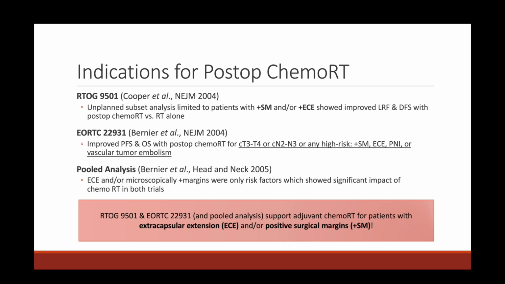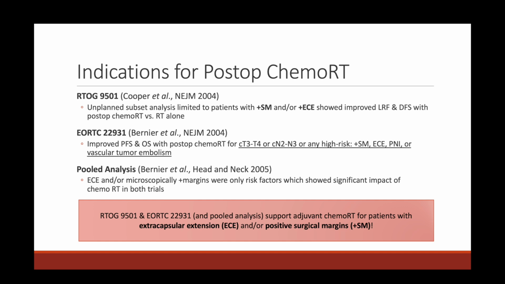Then there was a pooled analysis of RTOG 9501 and EORTC 22931, and on this pooled analysis, the only two risk factors that showed a significant benefit to the addition of chemotherapy were ECE and microscopically positive margins. So based on these two studies and their pooled analysis, we have data that patients that have extracapsular extension and/or positive surgical margins should receive concurrent chemotherapy.